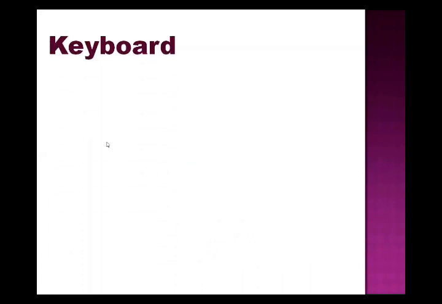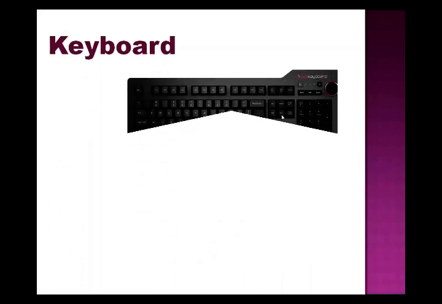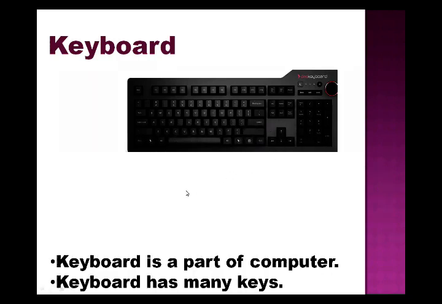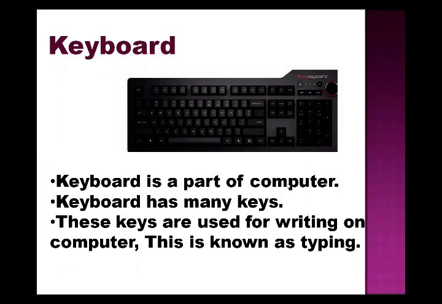The next one is keyboard. What is keyboard? This is keyboard. Keyboard is a part of computer. Keyboard has many keys as you see in the picture. These keys are used for writing on the computer. This is known as typing. Keyboard is used to write on the computer as you use copy and pencil to write in routine, but if you are writing on a computer, you will use keyboard, and writing using a keyboard is called typing.